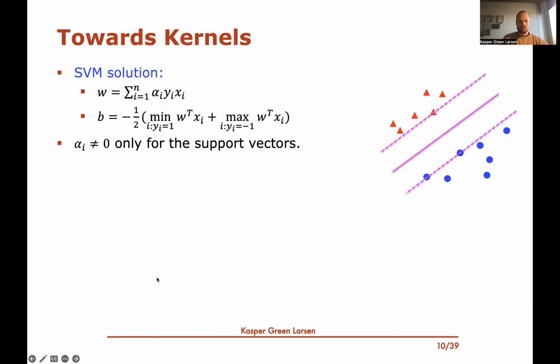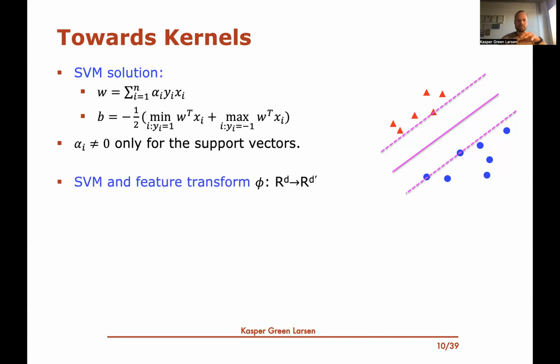Okay, so what we want to do now is to try to combine this with feature transforms. Let's say we already know that for SVMs, if we solve it, the vector that represents the hyperplane looks like this: W is the sum over the support vectors of alpha i, y i, xi. And the coefficients are only non-zero for the support vectors.